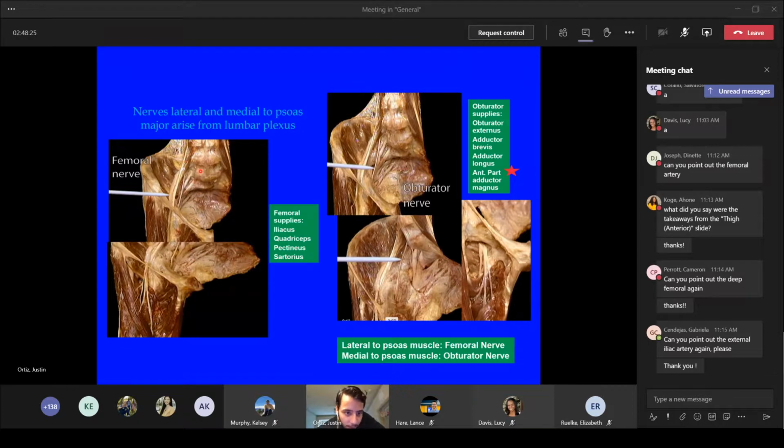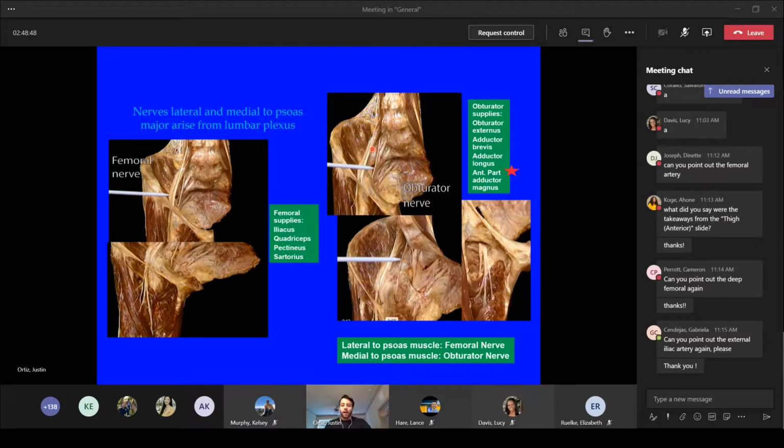So let's see. What else should I point out here? Okay, so for example, he pointed out that this is your femoral nerve, where this white arrow is pointing. That's your femoral nerve. This white arrow over here is pointing to your obturator nerve, right? So this would be your obturator nerve.